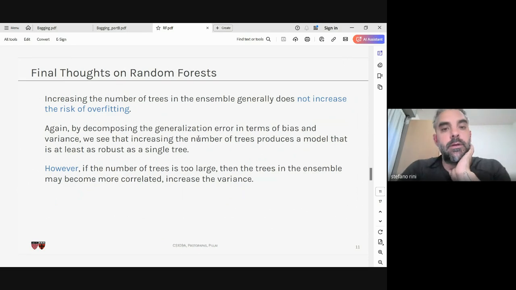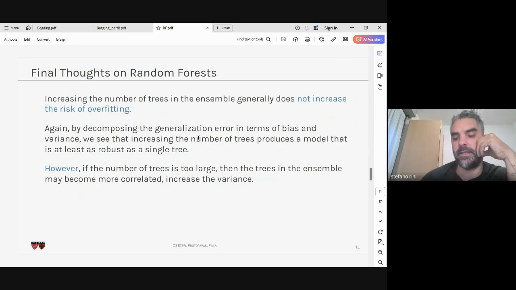Increasing the number of trees in the ensemble generally does not increase the risk of overfitting, okay? Again, by decomposing the generalization error in terms of bias and variance, we see that increasing the number of trees produces a model that is at least as robust as a single tree. However, if the number of trees is too large, then the trees in the ensemble may become more correlated and increase the variance. Okay, very clear thoughts.